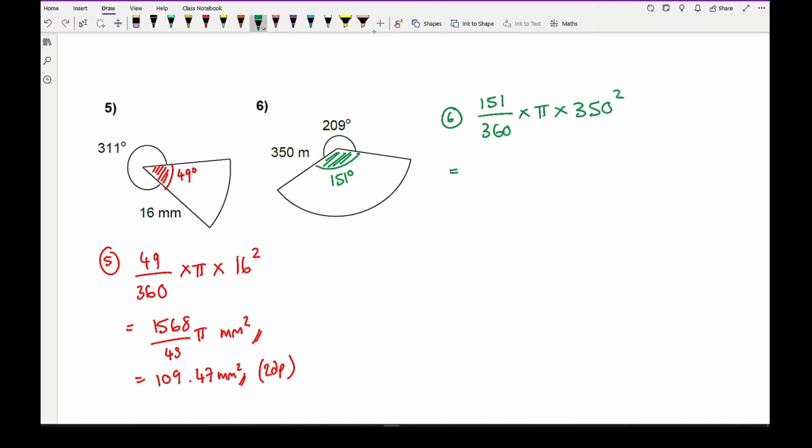Now this is going to give me a huge number, but again, just typing that straight into my calculator, 151 over 360 multiplied by pi multiplied by 350 squared, this is what my calculator is telling me: 9.24875 over 18 pi, and that's in meters squared. But writing that as a decimal gives me 161421.14 square meters, and that's to 2 decimal places.